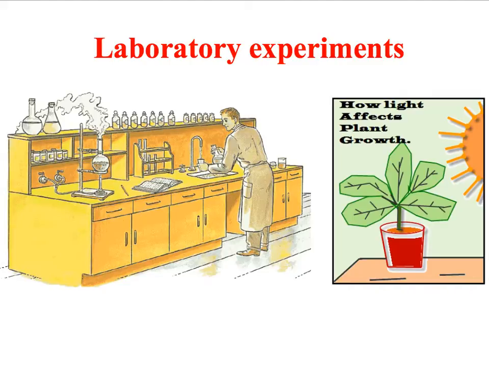And obviously, if we do that within the closed environment of the laboratory, we can keep all of the other factors that might affect plant growth, moisture, heat, soil type, etc. We can keep all of those things constant. And therefore, if we observe any differences in the rate of plant growth, we can be pretty confident that that's down to the light because we've isolated that factor.